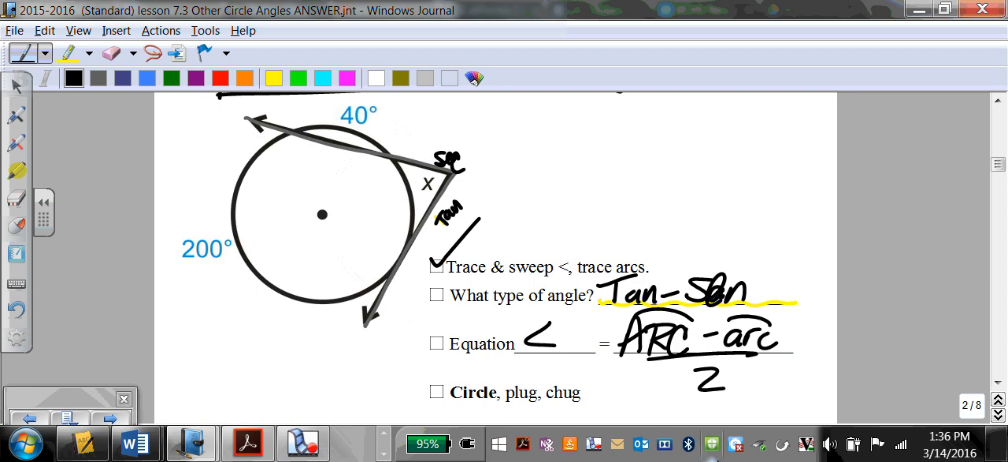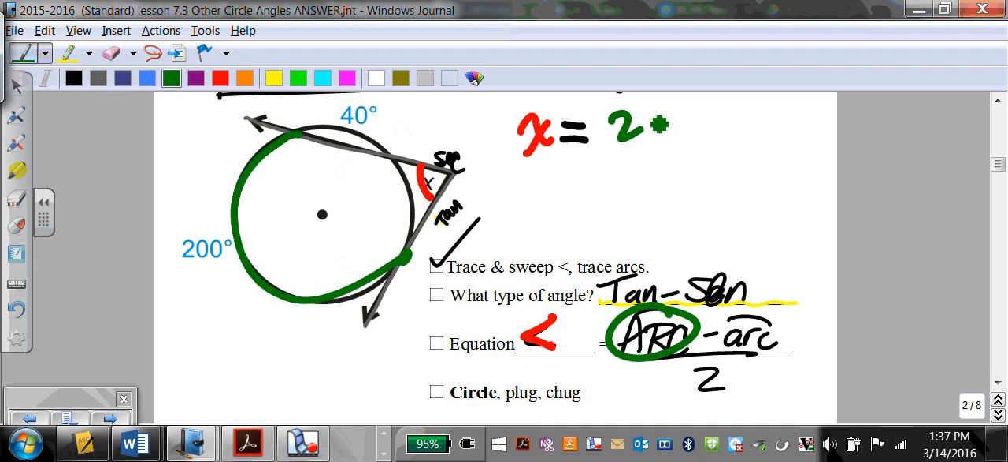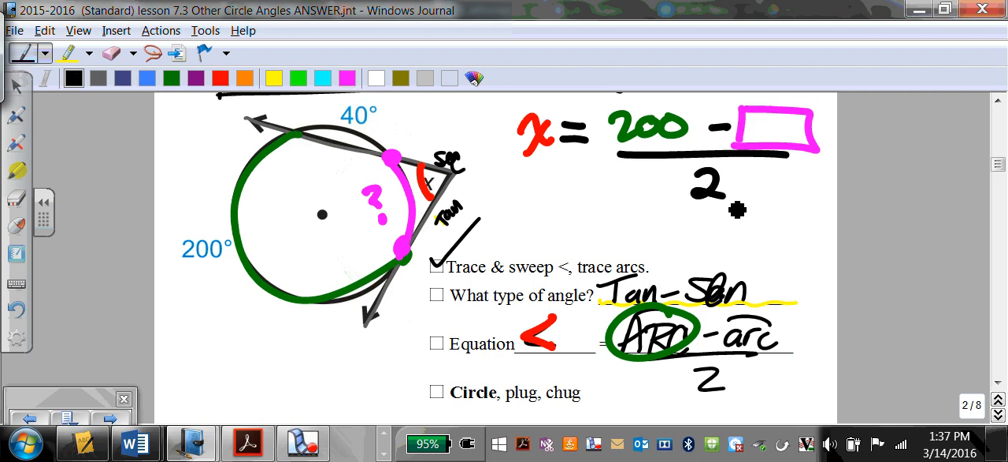Watch. You didn't physically trace them. Watch very carefully. We're going to circle, plug, tug. Guaranteed you got 80. You did not do this. Watch. Angle. That's my angle. Okay, so that's X. Big arc, 200 minus my elbow arc. I don't have it over 2. No, that's not X because X is already our unknown. Problem is you don't have the pink, right, my friends?